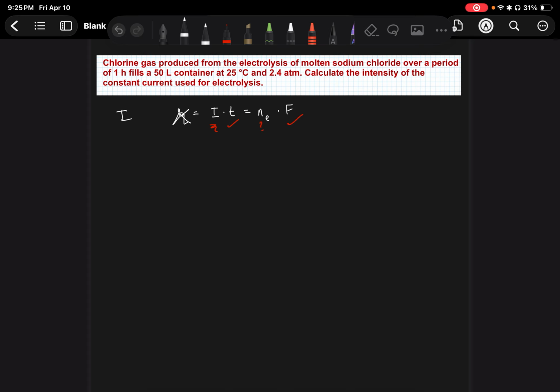Well, we could do that by finding the moles of chlorine, and that'll be shown in this equation here. If we first write the half reaction, so chlorine gas is produced, so Cl minus goes to Cl2. So we have to balance it out. We've got two negative charges on the left side, so we have to add two electrons to the right side so that the charges are balanced. This is the half reaction that we're looking at. And now we can establish a relationship between the moles of electrons and the moles of Cl2.